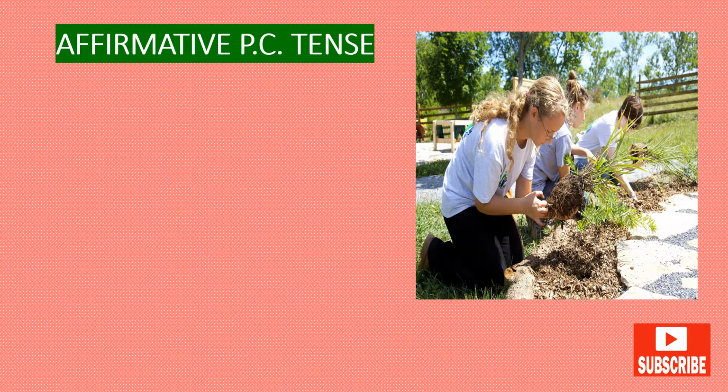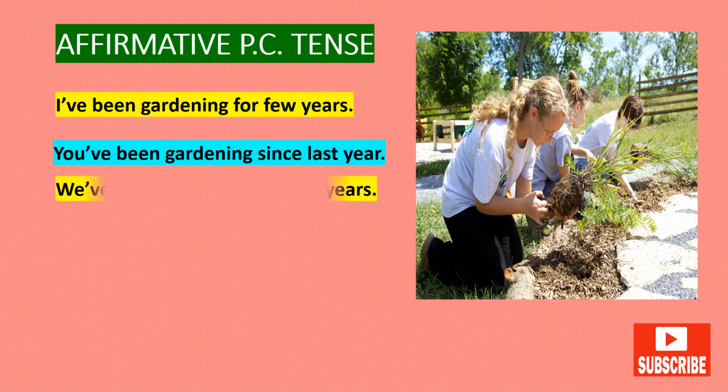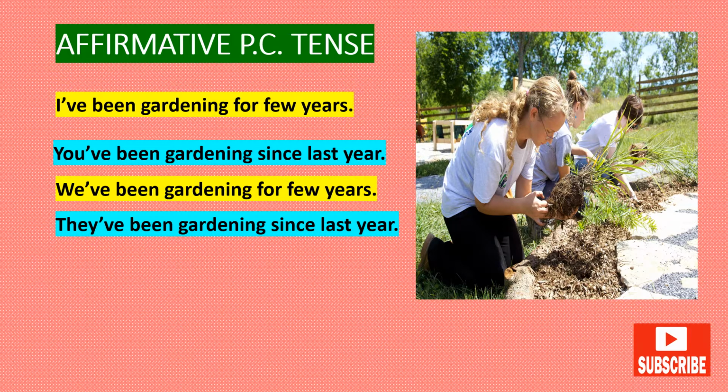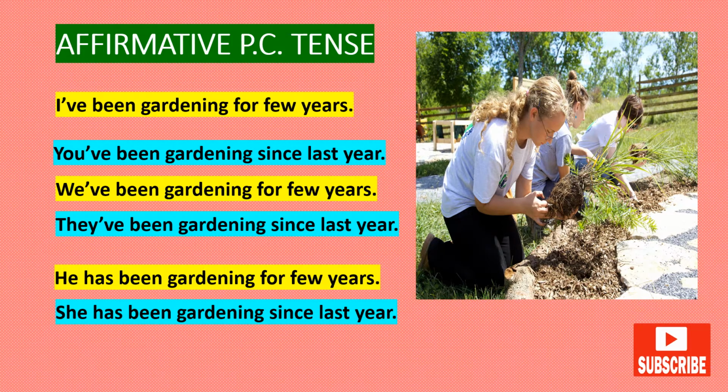So let's start with the affirmative practice. I've been gardening for few years. You've been gardening since last year. We've been gardening for few years. They've been gardening since last year. He's been gardening for few years. She's been gardening since last year.